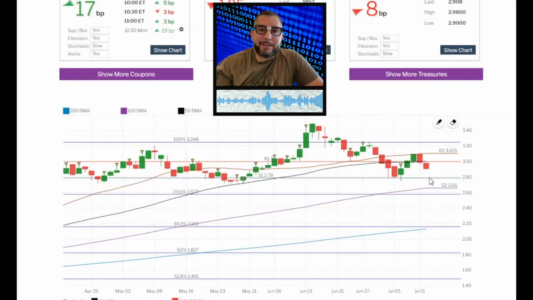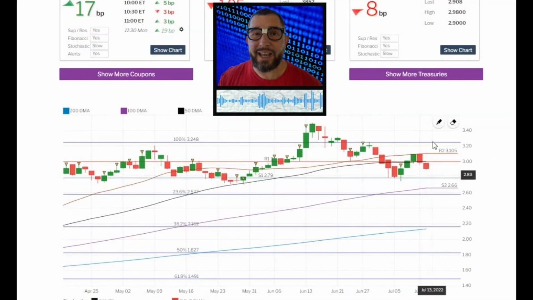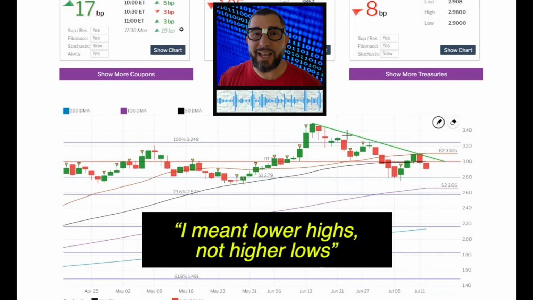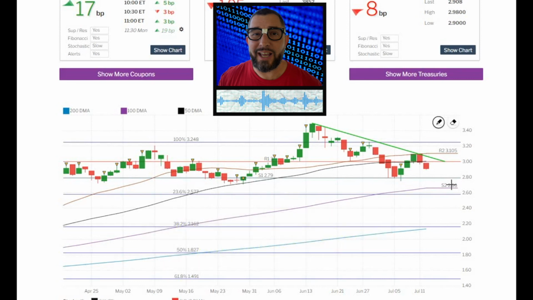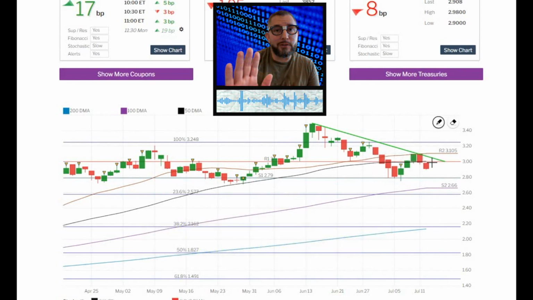So you can see here the 10-year dropping. That's good for mortgage rates. Remember, the lower the 10-year, the lower the rates. You can see these higher lows keep coming up against this resistance level. Plus you have these daily moving averages as resistance. So as we come down, we have a Fibonacci level and a moving day average down here as well.